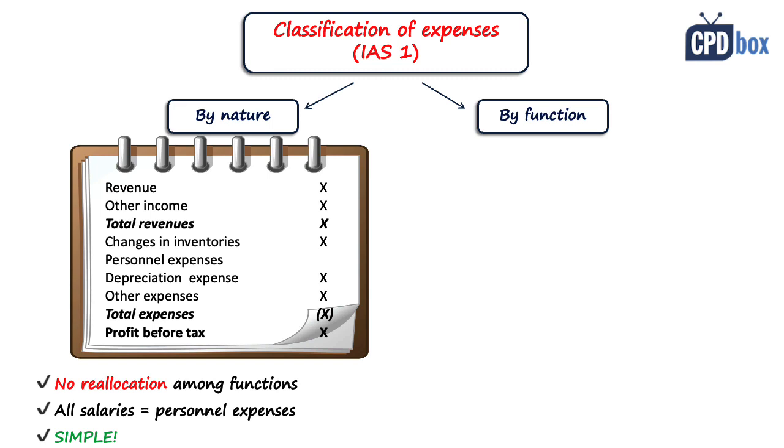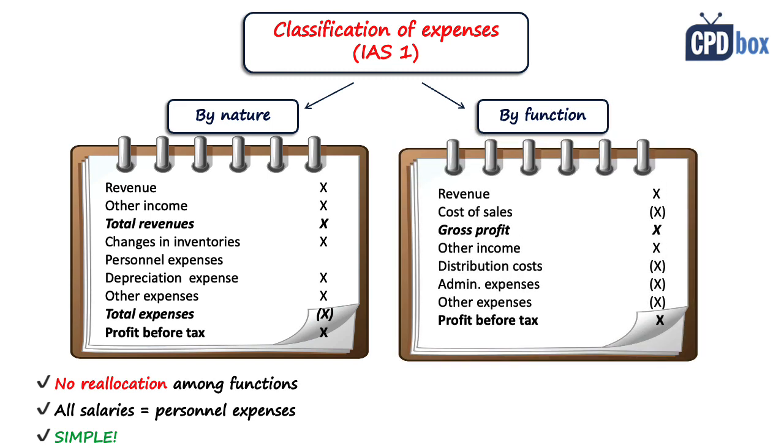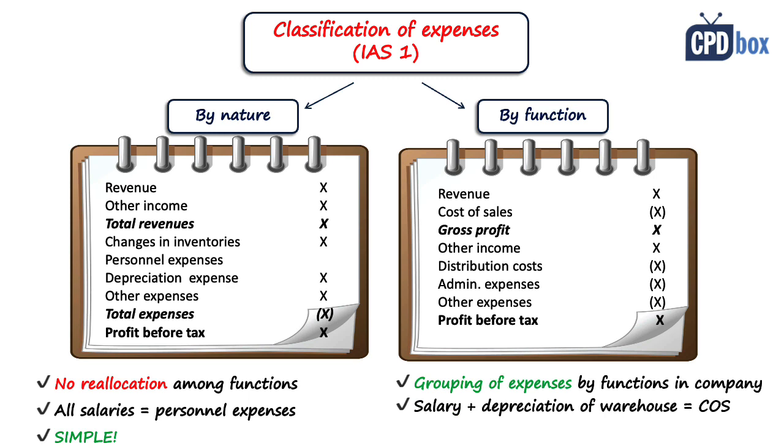The second method is by function, and here you group your expenses by the function in your company. So for example, the salary of warehouse employees and depreciation of warehouse are presented as cost of sales, and salary of admin employees and depreciation of admin building are presented as administrative expenses. Naturally, this method is more demanding, of course, because it requires certain work and judgment when reallocating your expenses among various functions, but probably it's more relevant for some types of companies.